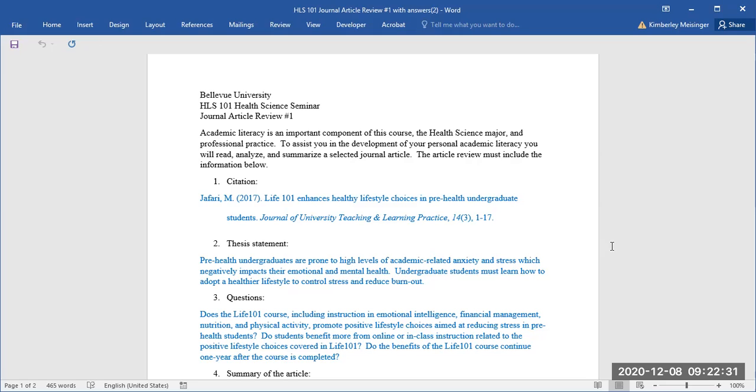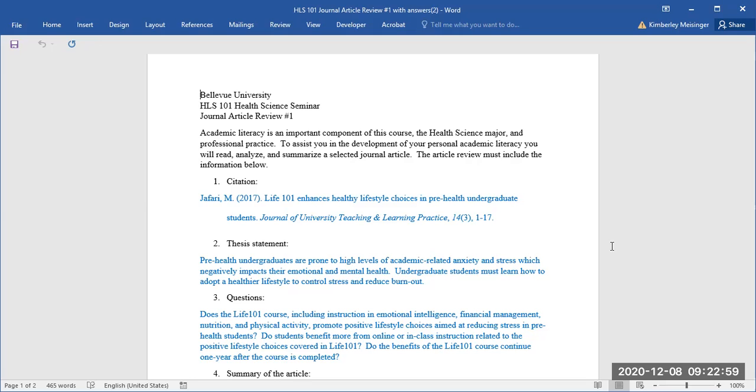In health sciences, academic literacy is going to be a major component of your education, especially in the health science major. It is going to be important that you are able to critically read, analyze, and summarize various journal articles. And so this is going to be the introduction to that journey for you. You will be doing this throughout the health science major, if that is your chosen major. And if it's not, then more than likely you'll have to do this in a different major.